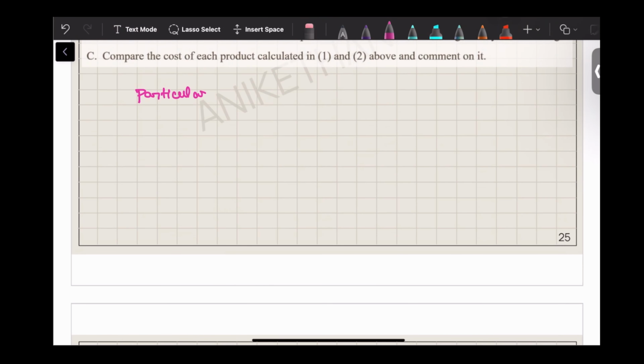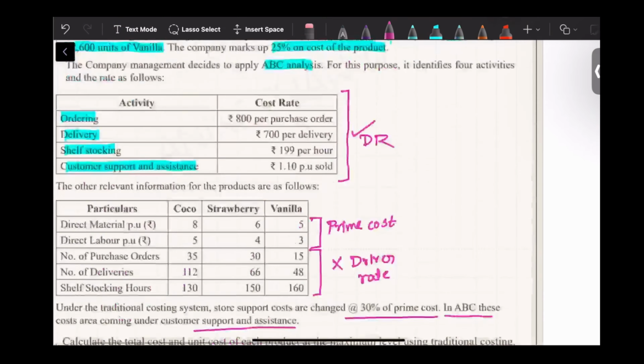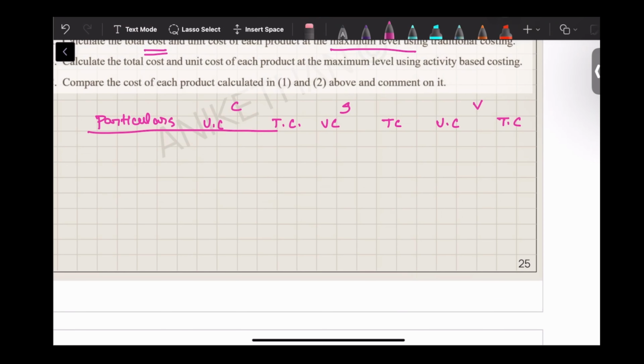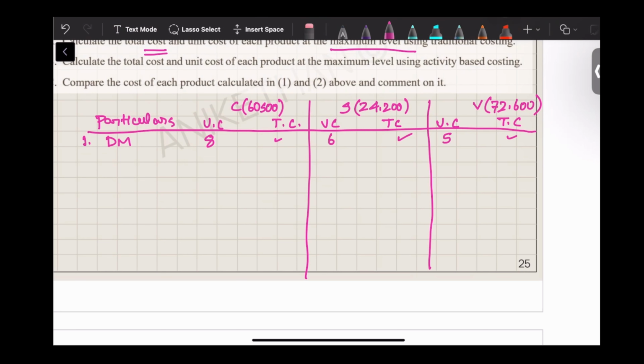You start with particulars column, then you have three products, and under each you have unit cost and total cost. Similarly, you do this for strawberry and vanilla. So starting with the first item of cost, direct material, I will write it under particulars, followed by direct labor. I will fill the unit cost of direct material for C, S and V. Then second line item. So cocoa is 60,500 units. This is the maximum capacity. Strawberry 24,200. Then vanilla. So total I will calculate after prime cost only.